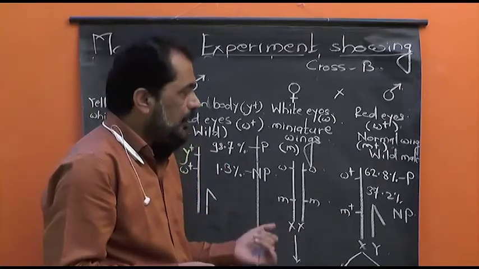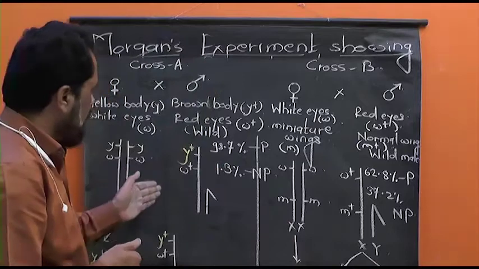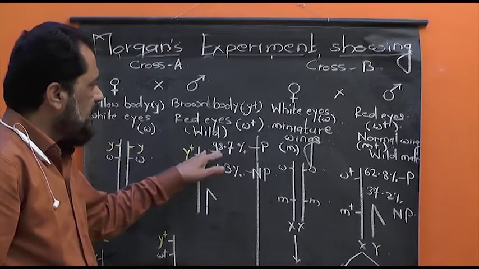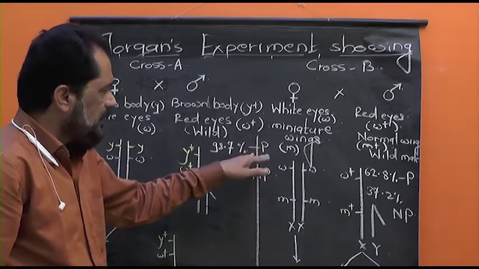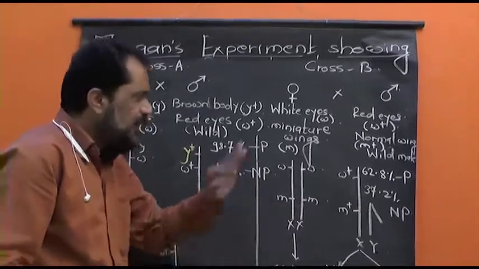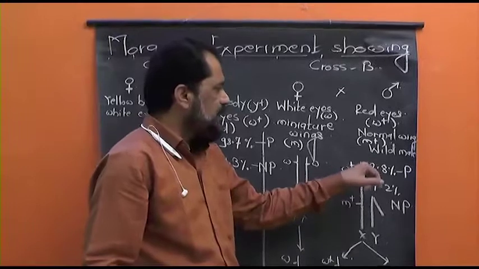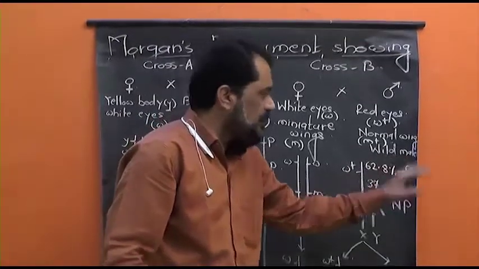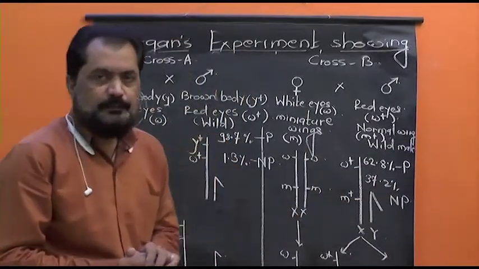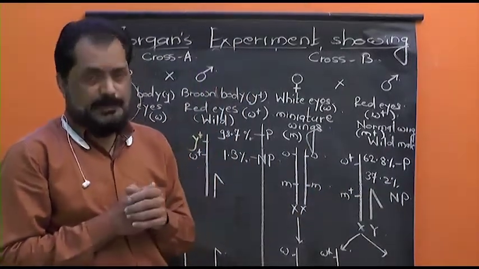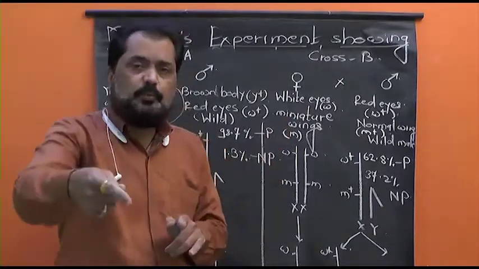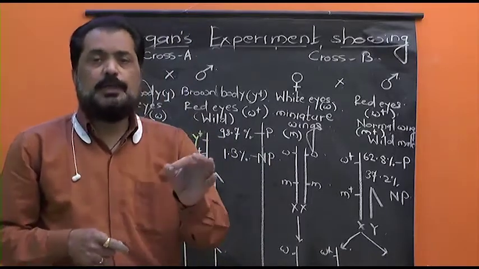Of course, we have already seen that in cross A, F2 individuals showed 98.7% parental type and 1.3% non-parental. In the second cross, he noticed 62.8% parental type and 37.2% non-parental type. From this, he concluded that the parental combination of traits in the F2 generation is due to linkage.